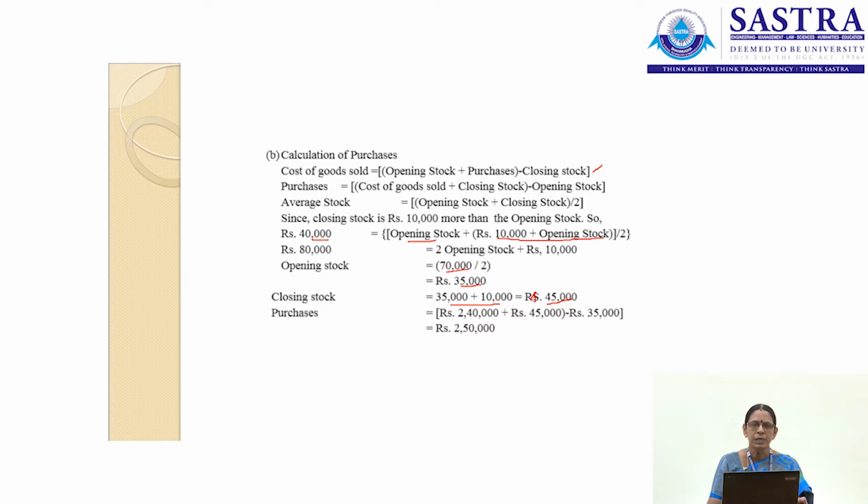Now we have to calculate purchases. Either we can have this purchases as X, or you can bring this purchases to the LHS. If this purchases is brought here, it is cost of goods sold plus closing minus your opening stock. So 2,40,000 is the cost of goods sold. We found it in the previous slide, and we have 45,000 as your closing stock, 35,000 as your opening stock. So 2,50,000 is the purchases. So now we have calculated your cost of goods sold, opening stock, closing stock and purchases.